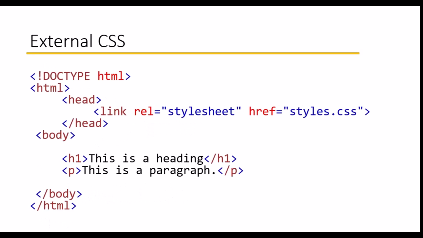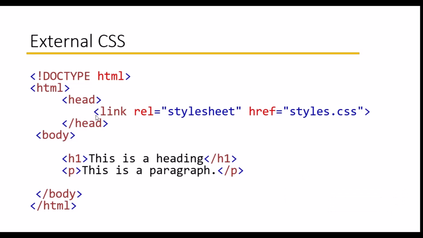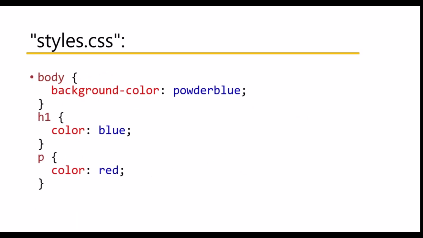An external style sheet is used to define the style for many HTML pages. To use an external style sheet, you can use this link in every single HTML page. That's it. The external style sheet can be written in any text editor. The file must not contain any HTML code and must be saved with a .css extension.